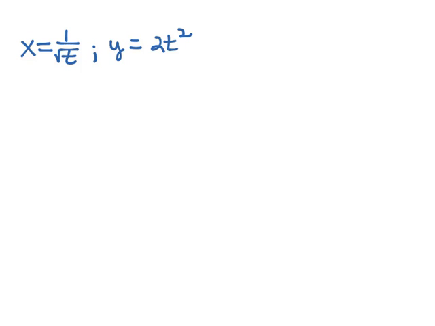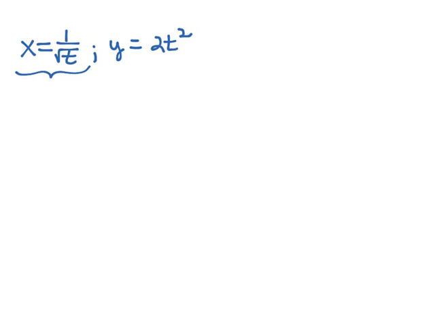We're given the parametric equations x equals 1 over the square root of t and y equals 2t squared, and we're asked to eliminate the parameter and then sketch the resulting equation. So to eliminate the parameter, we need to choose one of our equations. I'm going to choose the x equation and solve for t.